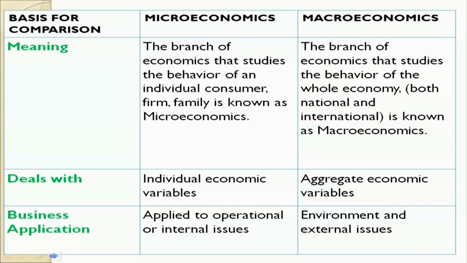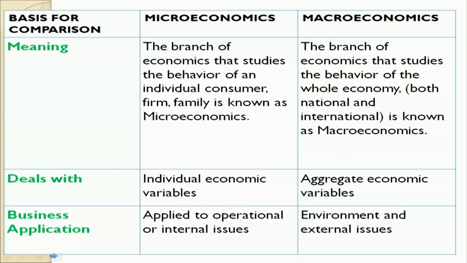The meaning for microeconomics: the branch of economics that studies the behavior of an individual consumer, firm, or family is known as microeconomics. So, studying the individual elements, studying the household, comes under the category of microeconomics, whereas macroeconomics is the branch of economics that studies the behavior of the whole economy. It is the national economy, the international economy that we are going to study, the overall aggregation we call macroeconomics.